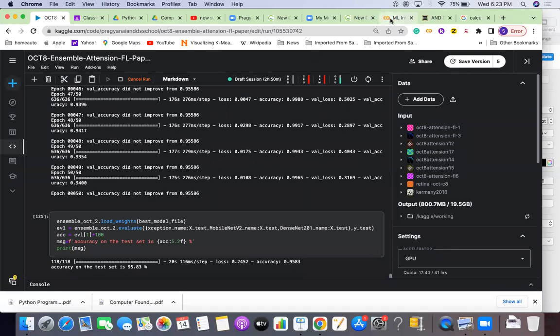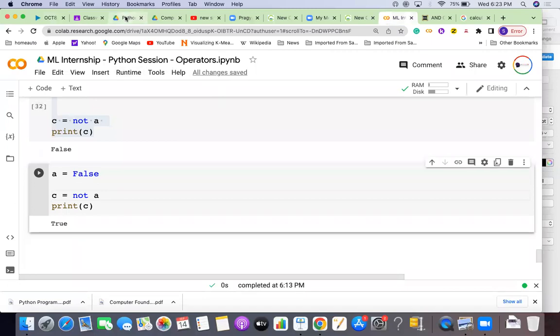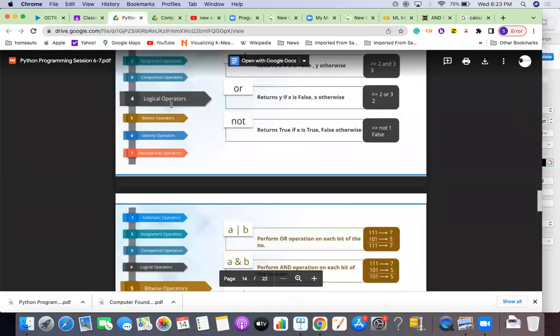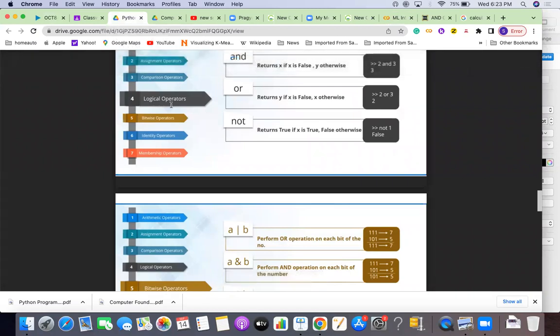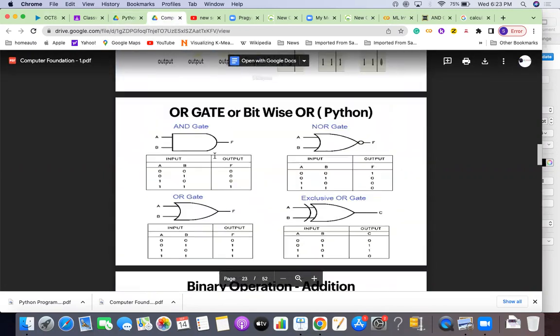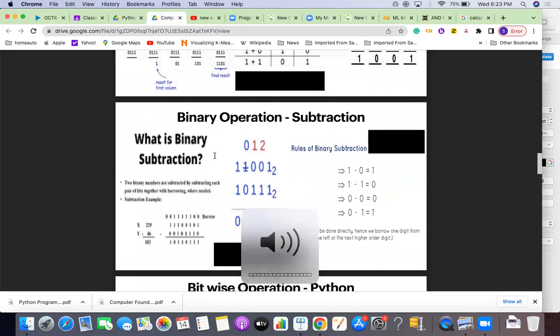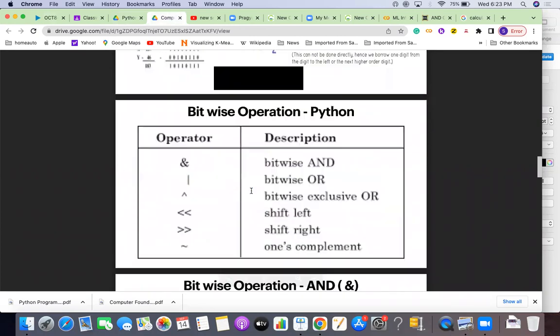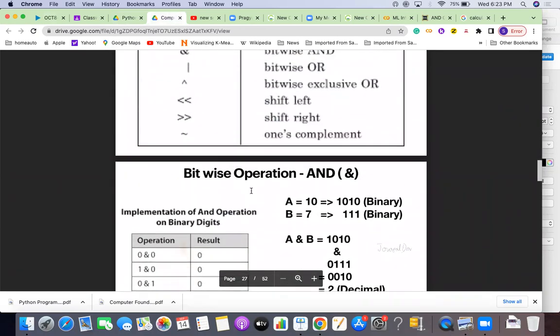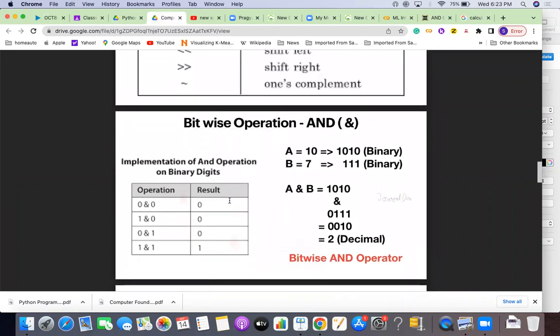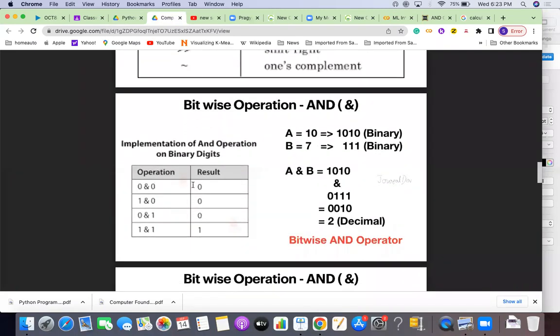So we looked into logical operators. The next thing is that we look into the bitwise operator. So we discuss a little bit about the bitwise operator, how exactly it works here. Let me explain one bitwise operator. So 0 and 0, 0 and 1, this we already know. So now how exactly does the bitwise operator work?